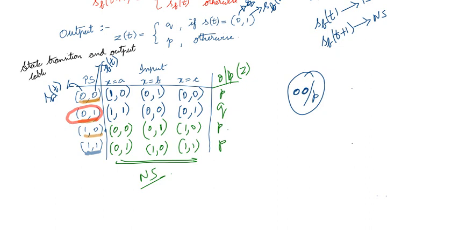What are the other states? 0, 1. It is Q. Then we have the state 1, 0. It is P.